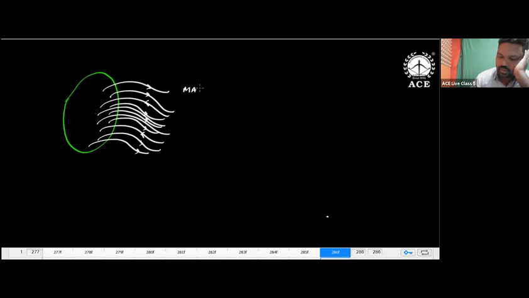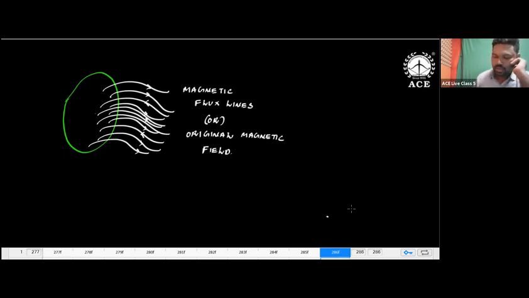What are these? Magnetic flux lines, or the original magnetic field. Okay, so this is a loop, and flux lines are like this. When the flux lines are cutting this loop, what happens? EMF is induced in that loop.